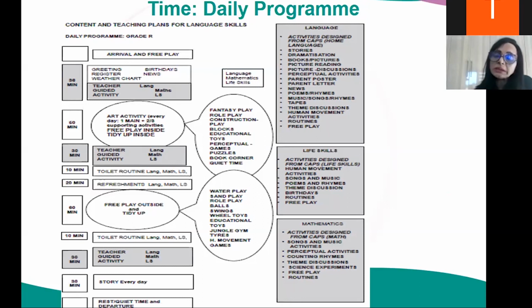Now, in grade R, we refer to the daily program as all the activities that happen in a day. But in the formal school setting, from grade 1 onwards, this is what we would call a timetable. A daily program can be used to teach children the concept of time.